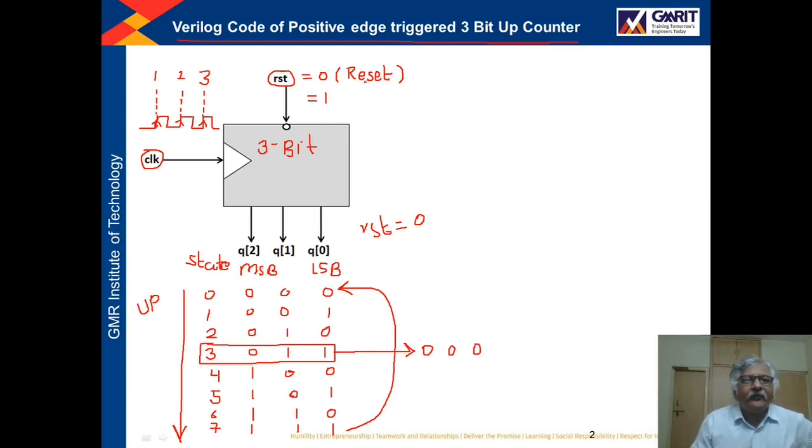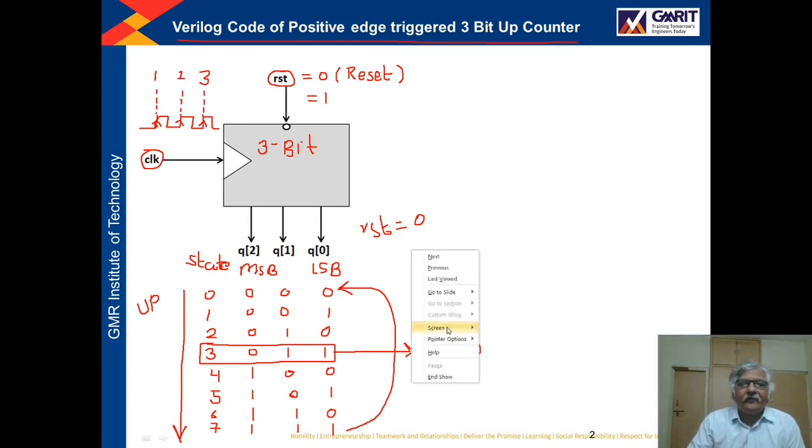So this reset input does not depend upon the clock signal. So reset is an asynchronous input. At any point of time, you can apply a 0 signal on the reset input in order to make the counter reset. And for the normal operation of the counter, reset input should be 1. Okay.